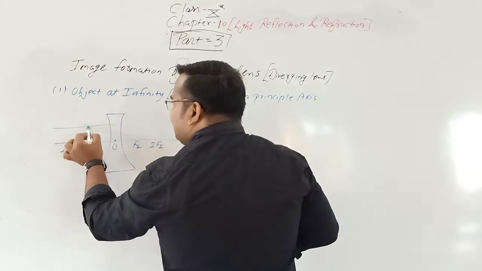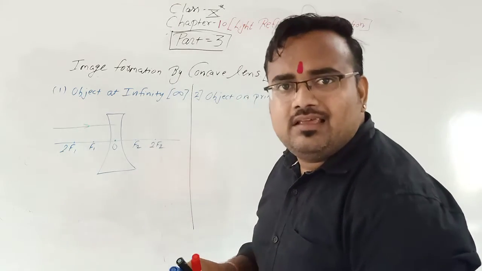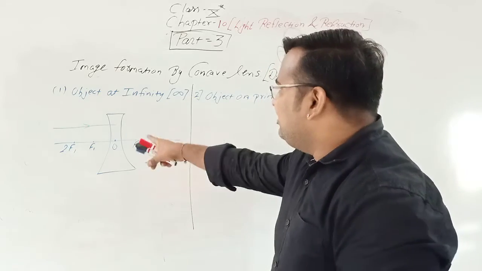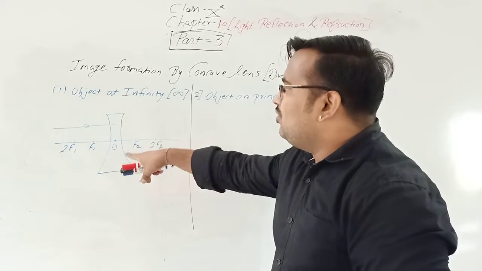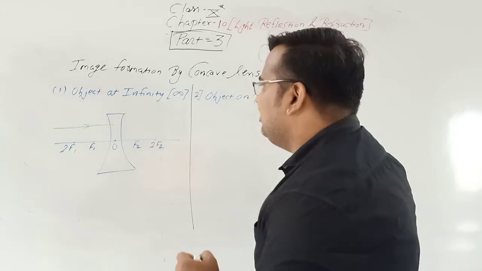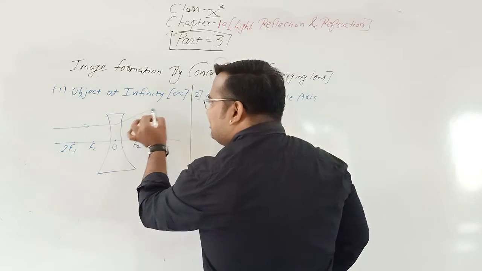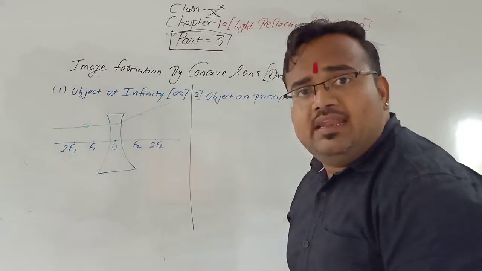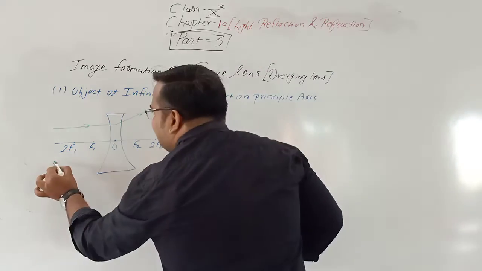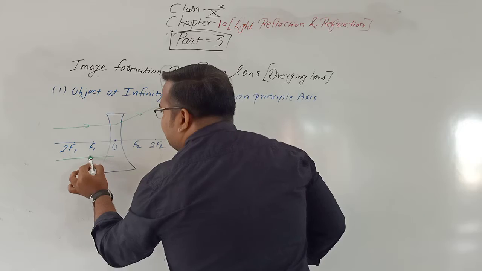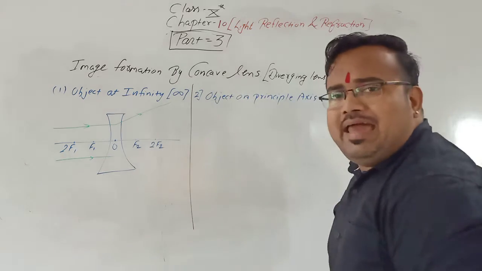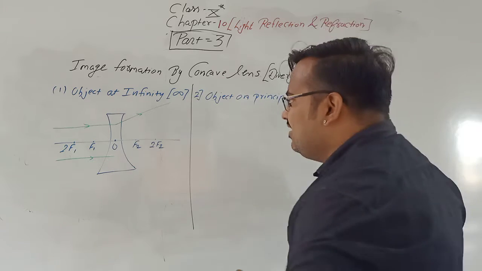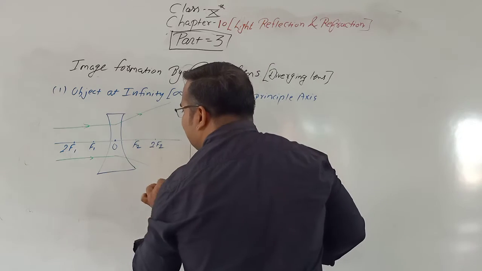So, if the object is at infinity, we will take incident rays parallel to the principal axis. Since we know that this lens, that means concave lens, is a diverging lens, therefore the incident ray will diverge. Another ray parallel to the principal axis will also diverge.